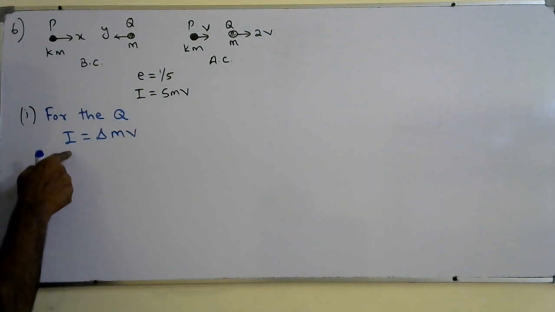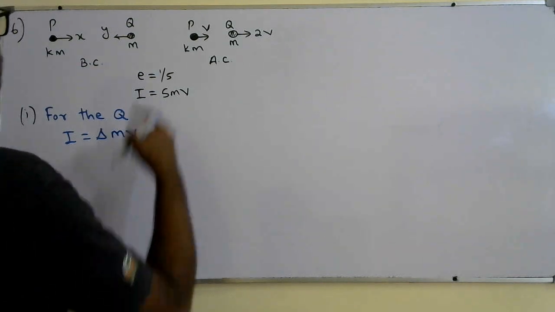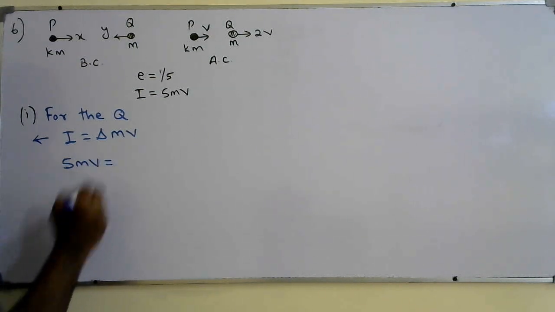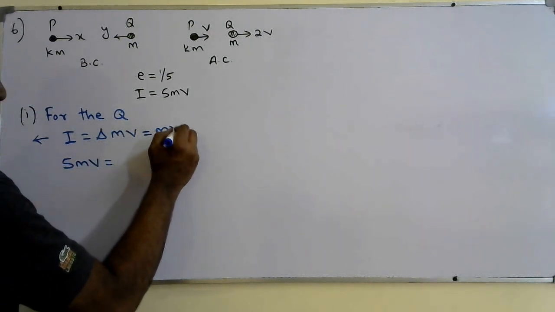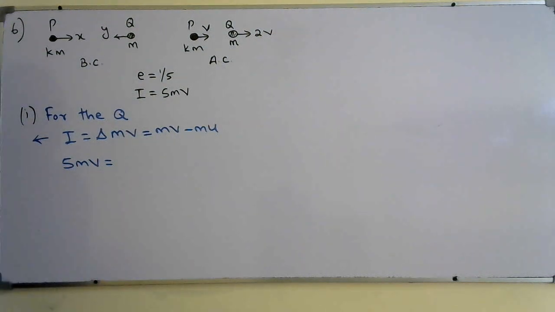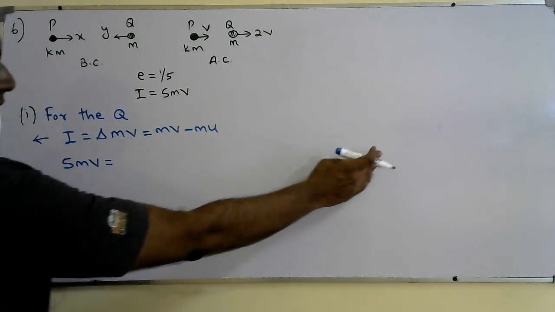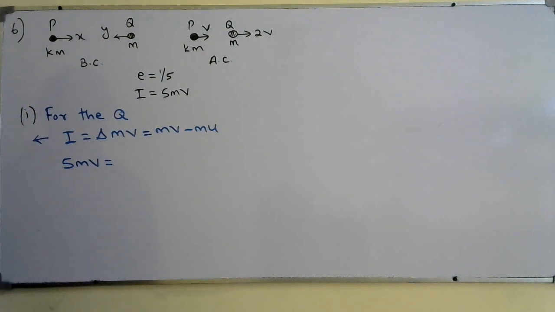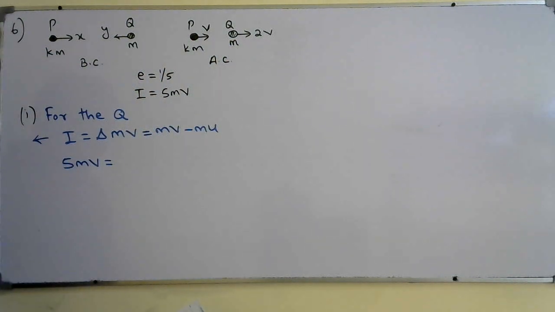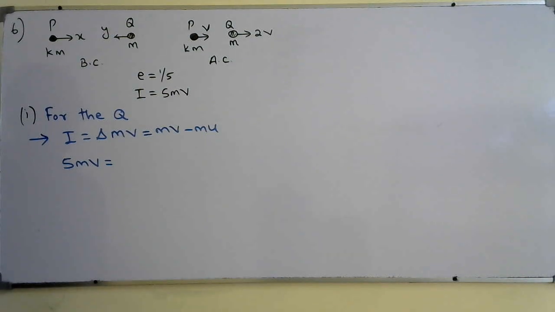So Q will experience impulse according to my diagram. I have to use it towards left, with mv minus mu as the general equation. Don't compare these two v's, it is a general equation I wrote. For Q, I am writing it. Sorry, I made a mistake. Q will experience the impulse towards right, not left.